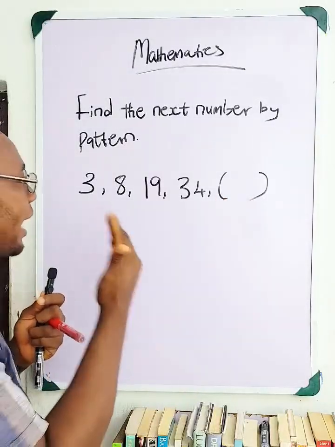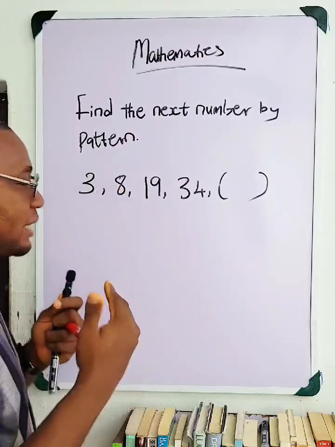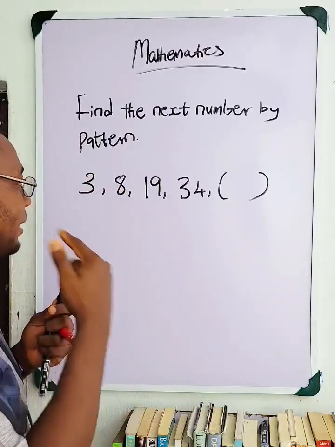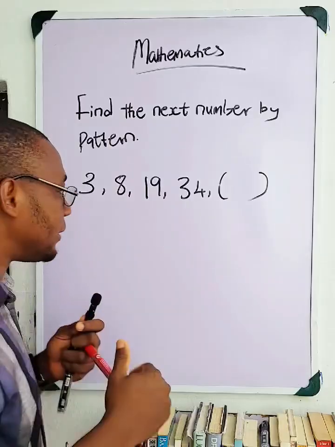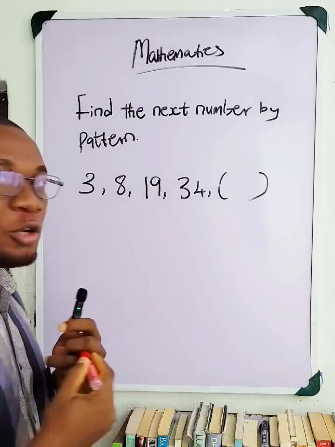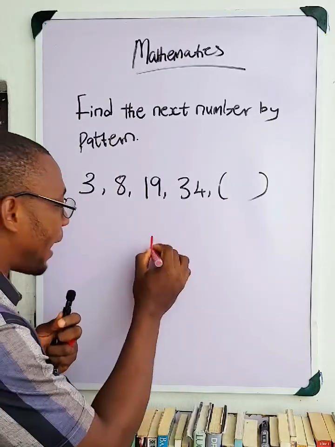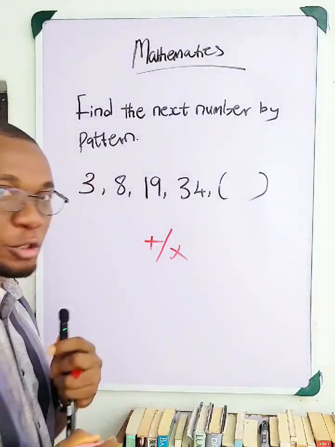Now, look carefully. Anytime you have numbers like this, one thing comes to your mind. Is it ascending or descending? Now, if it is ascending, you're also going to have two things. Is it by addition or by multiplication?